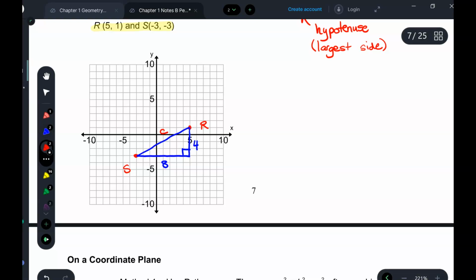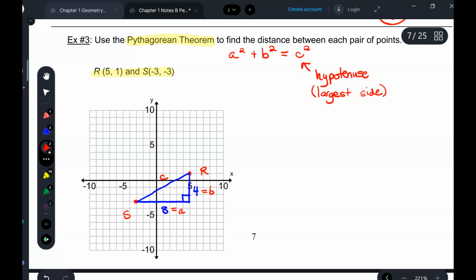Okay, what are we trying to find? We're trying to find C. It doesn't matter which ones you make A or B. We're doing A squared plus B squared equals C squared. So 8 is A, B is 4, and C is what I'm looking for. So we substitute in 8 squared plus 4 squared equals C squared. C is always going to be the diagonal line. So this is going to be 64 plus 16, and we get 80.